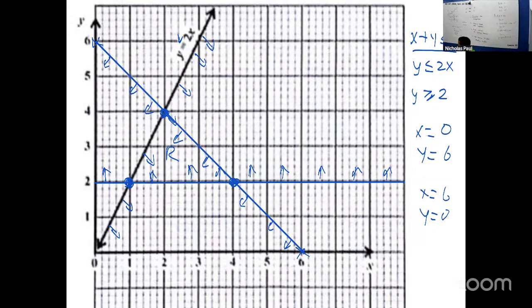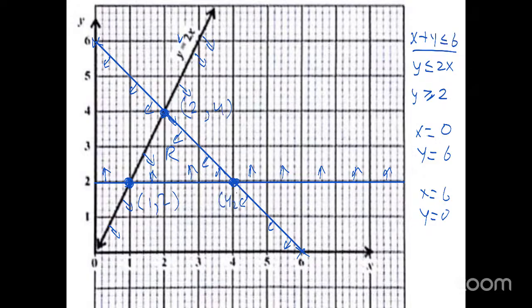Type your answer now. Type your answer. Right, what are the points? On top, okay, 2, 4. 1, 2. And 4, 2. Right, choose which one is max, please. Good job, Ashish.